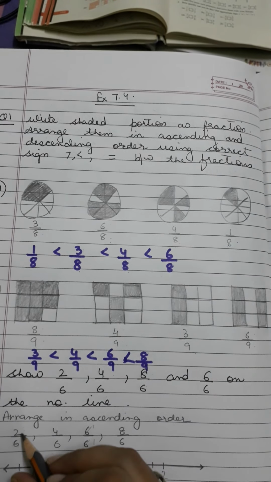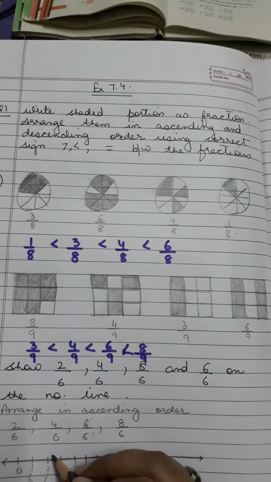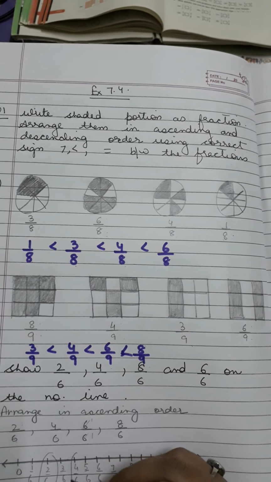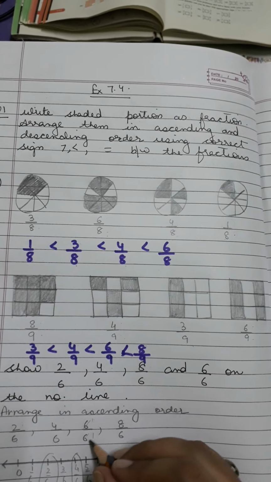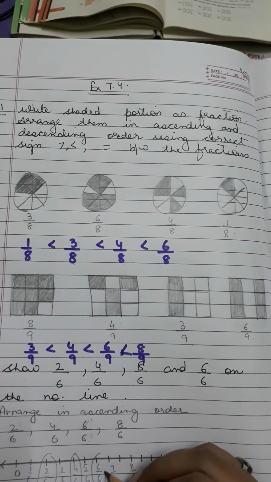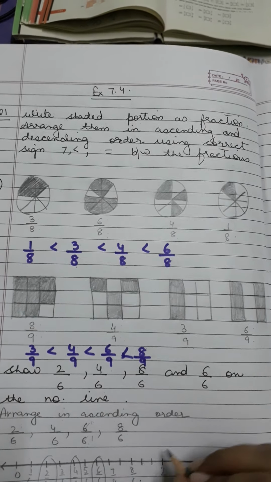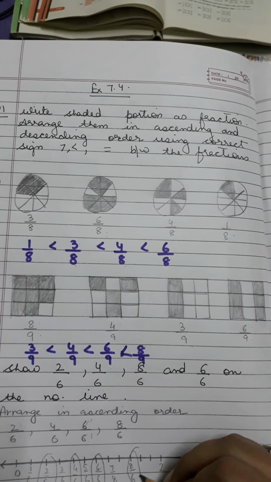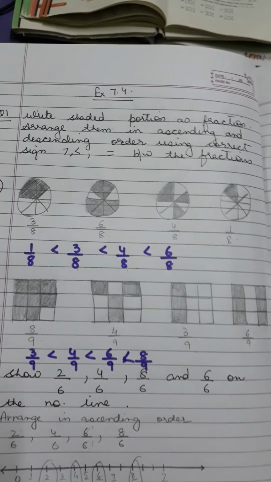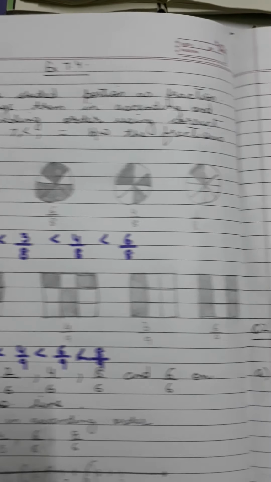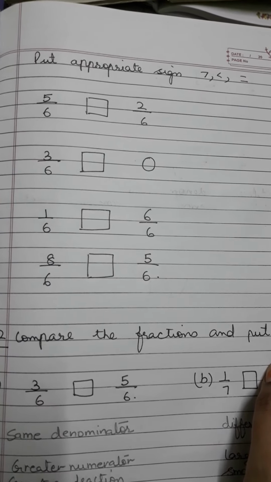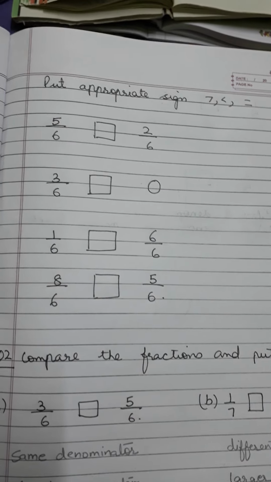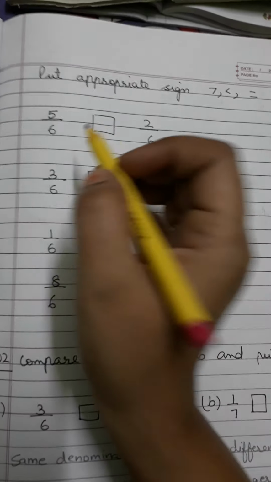Now we were to locate 2 by 6 only, so we can circle it. 4 by 6, we can circle. 6 by 6 stands for 1, so it will be 1. And next it is 8 by 6. Now next we have to put an appropriate sign: greater, smaller or equal to.